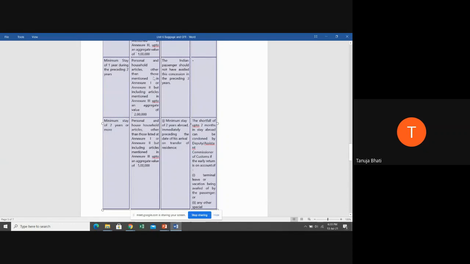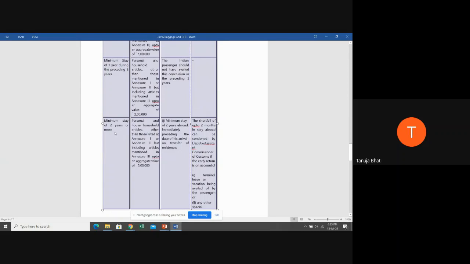Now, this is applicable only if the Indian passenger has not availed this concession in the preceding 3 years. So this is applicable provided he has not got this particular allowance in the preceding 3 years. Next we see, and we have already seen in a previous lecture what all articles are covered in Annexure 1, 2 and 3. Next is if his minimum stay is 2 years or more.